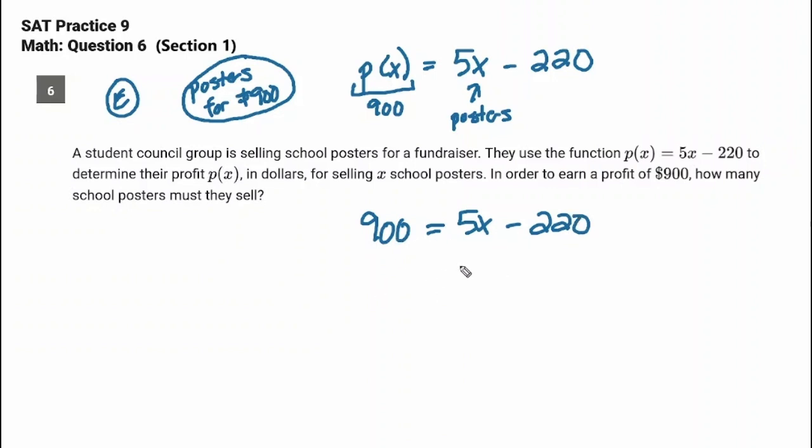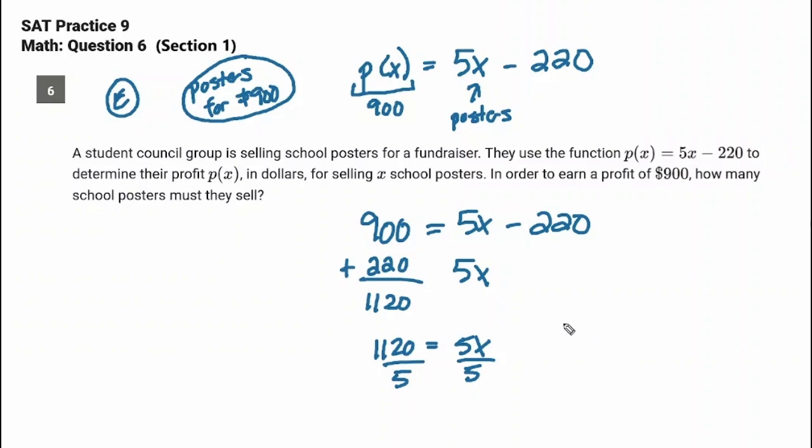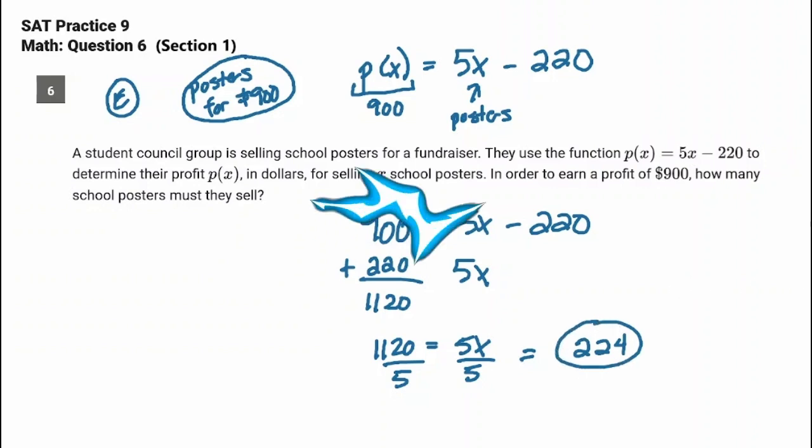And now you've just got a simple algebraic equation. I'm going to move the 220 across the equal sign. It's going to become positive. I'm going to add this up on your calculator. You're going to get 1120. So you got 1120 equals 5x. You can divide both sides by 5. More calculator math. And when you do it, you're going to get 224. And guess what? That's it. That's the answer. Get it right and move on.